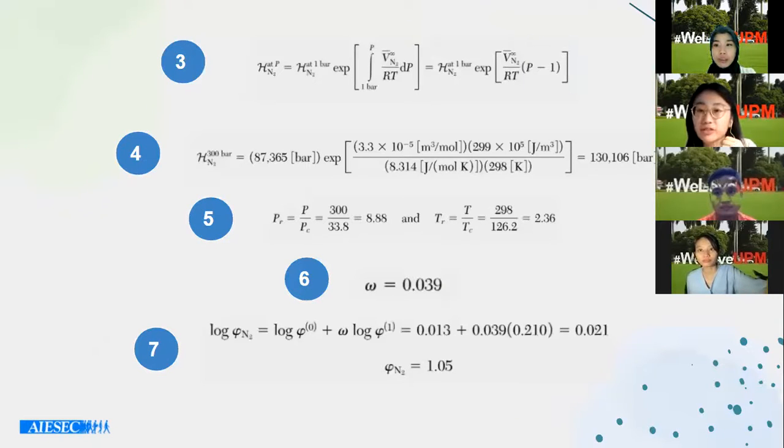To find the Henry's law constant, we must correct the value for the pressure first. We assume that the partial molar volume at infinite dilution does not change with pressure, which means that we will get these equations. Then we plug in the numbers from the previous slide and substitute into the fourth equation. Then we get the answer 130,106 bar.